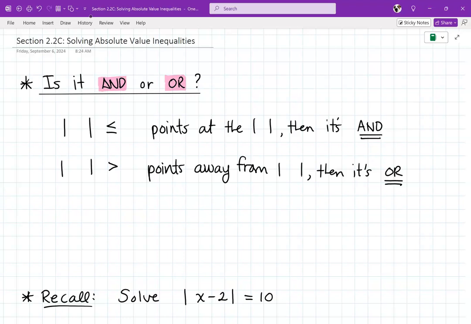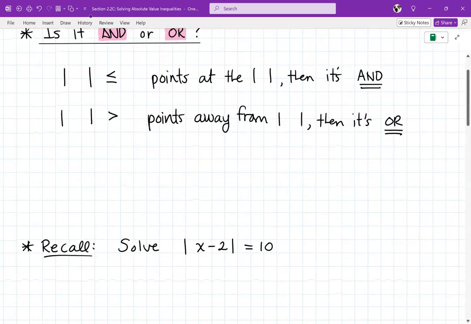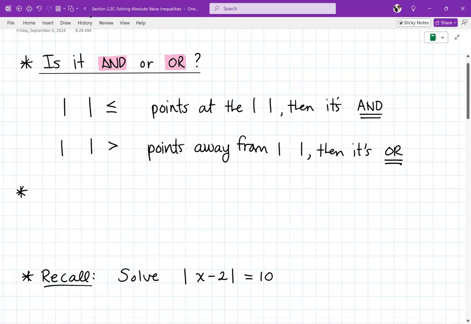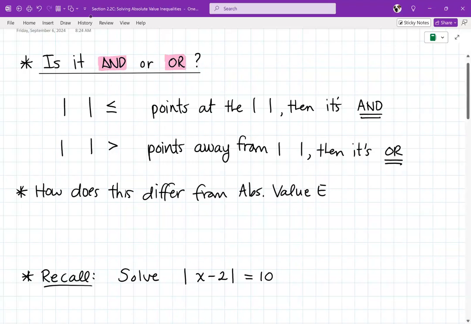And then the other thing you guys have to know, and I can talk about it a little later, is the way we're going to have to change it once we recreate the problem. So let me put it right here. How does this differ from absolute value equations? Okay, so if you're wondering, like, how is this any different? How does this differ from absolute value equations?